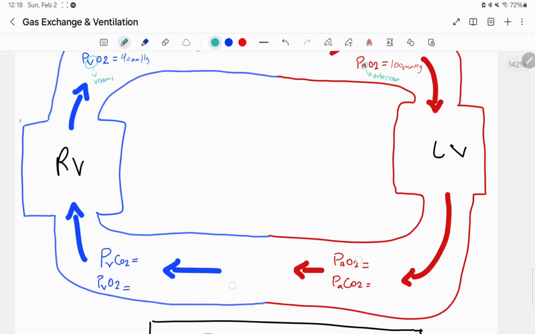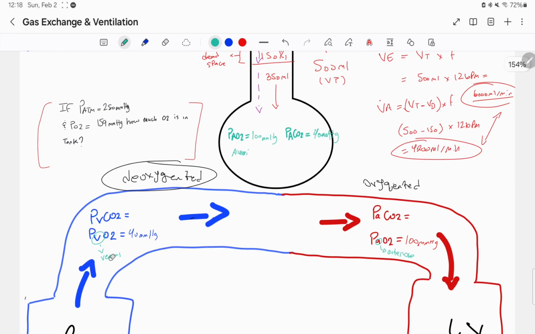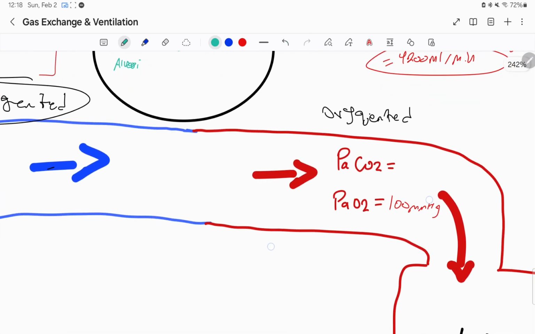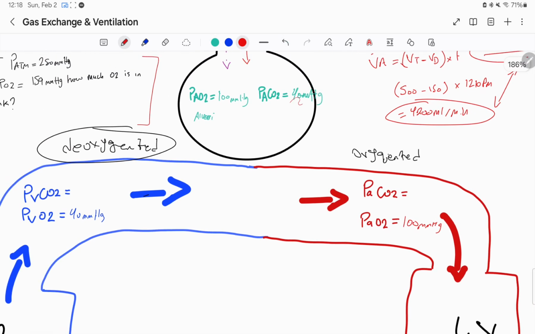Alrighty, with that said, let's look at CO2. That one's going to be interesting, right? What happens with CO2? Well, with CO2, the partial pressure I said was about 40 millimeters of mercury. If it's about 40 millimeters of mercury, what do you think is going to be here? Higher or lower?